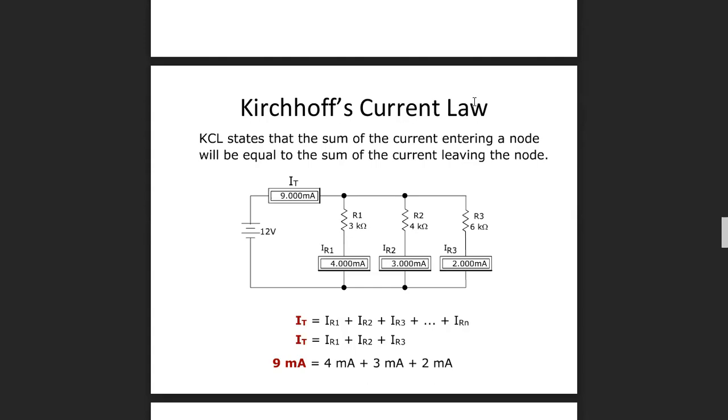As you can see on the screen, the current coming from the 12 volt source is 9 amperes, and it divides again into 3 paths. But the node is common. These two dotted points in front of this 9 milliamperes, and the next, these are all a common node.